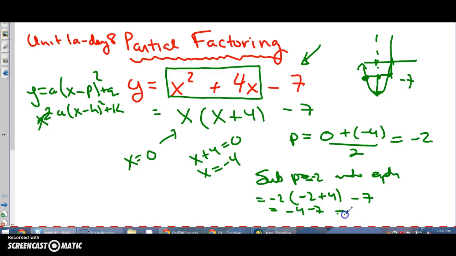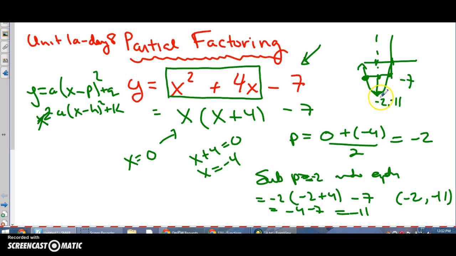And you work that all out, and that's -11. So my vertex now is the point -2, my p, and my q is -11. So that's my vertex down here. So -2, -11. So if I want to talk about this, and I will, again, I'll talk about max and mins.